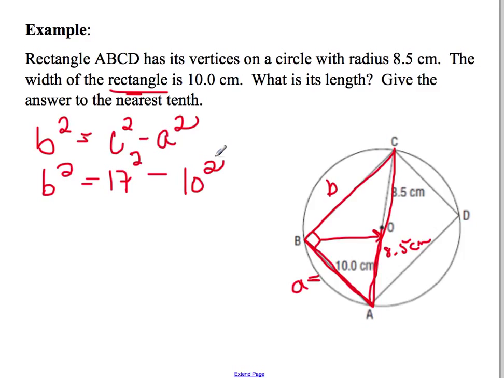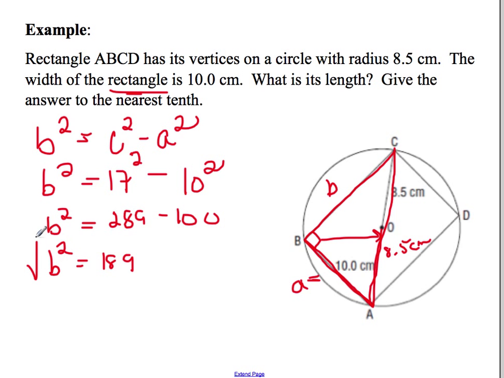So 17 times 17, 289, that's what I thought. And 10 squared is 100. I'm going to do my subtracting, and I'm going to get 189.